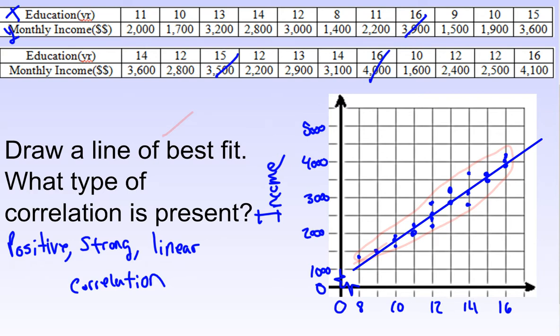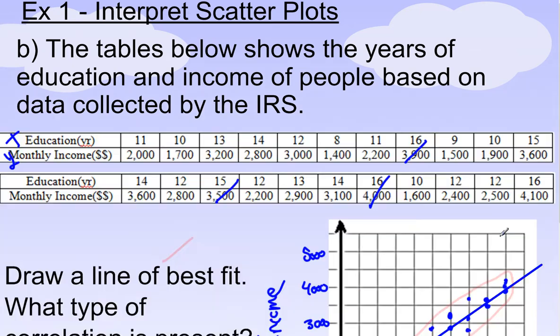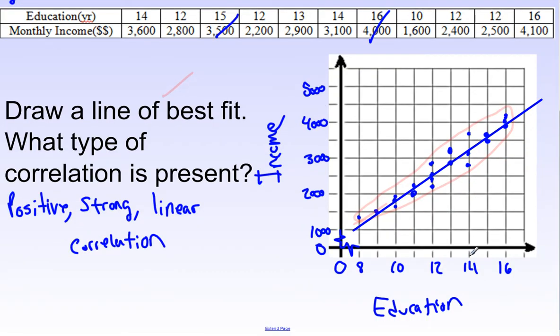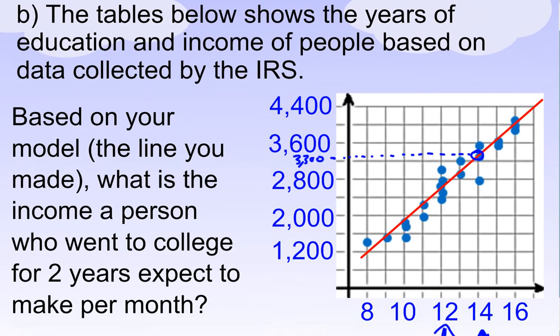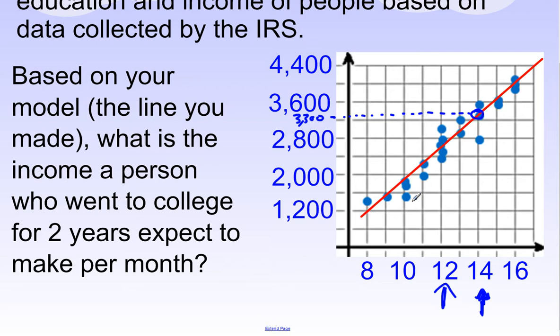So it's asking about 14 years of education. Let's see. 14 years of education. I have, look at that, just over $3,000. So what did I say before? 3,300? That seems reasonable. According to this line, it's between 3,000 and 3,500. So both of my scatter plots and my lines of best fit gave me around the same answer. That's kind of what we're looking for.